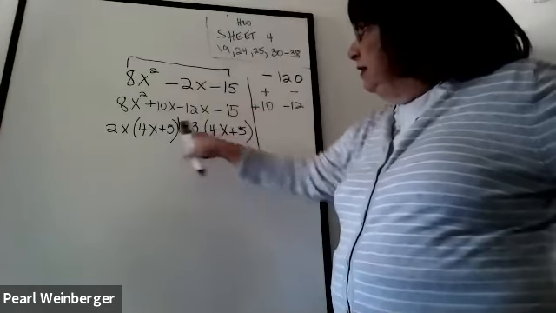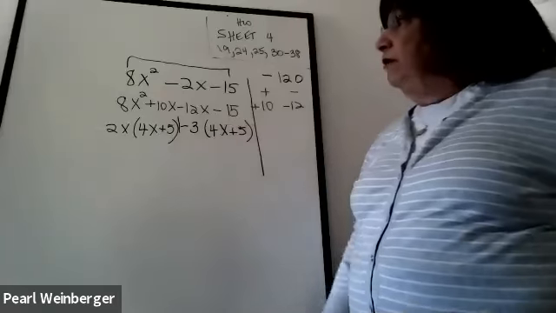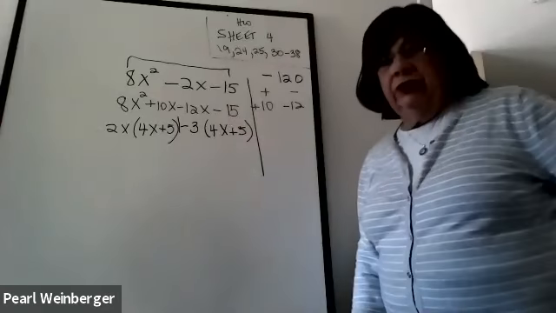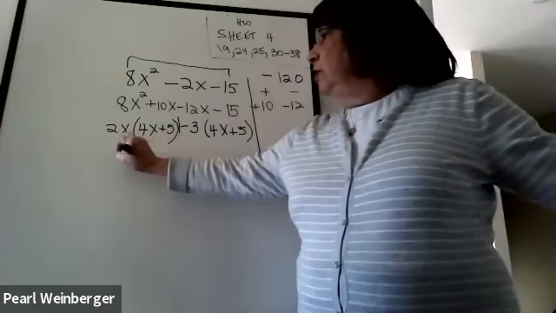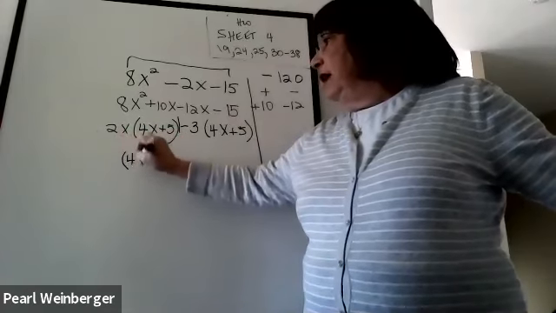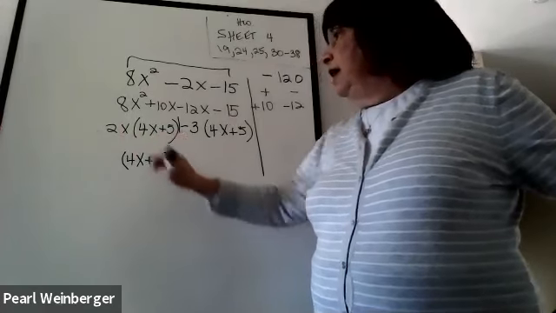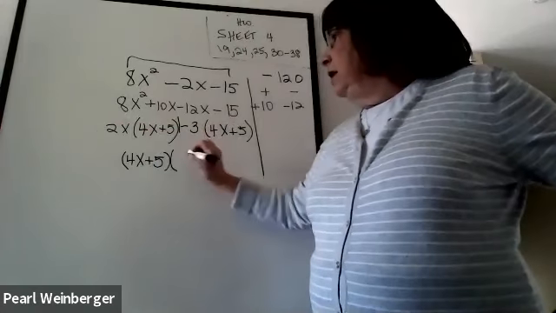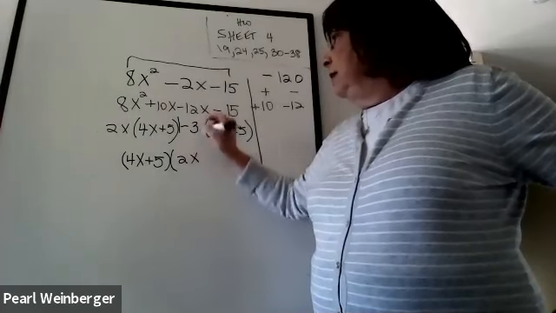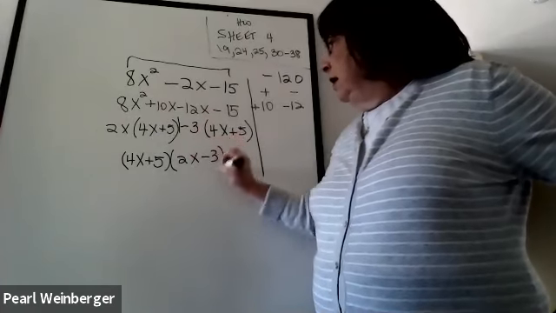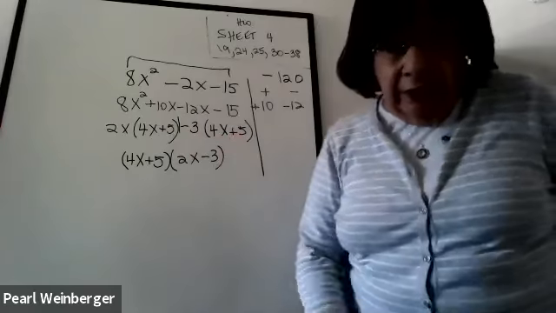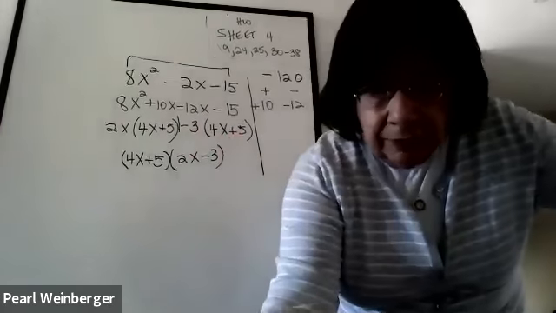Again, I see I'm looking at the right thing because I have 4x plus 5 in each of those binomials. So I put the 4x plus 5, the common binomial factor, first. And second, I put what's on the outside, the 2x and the minus 3. And that's how you should have factored this example.